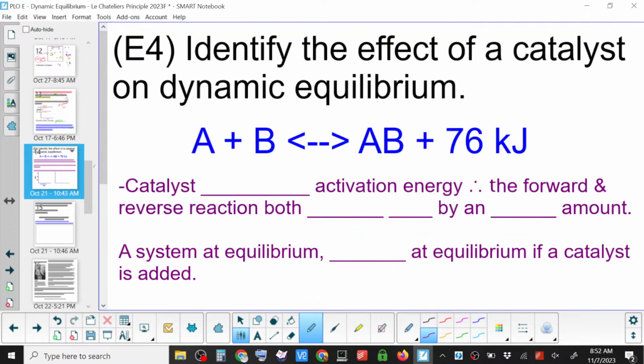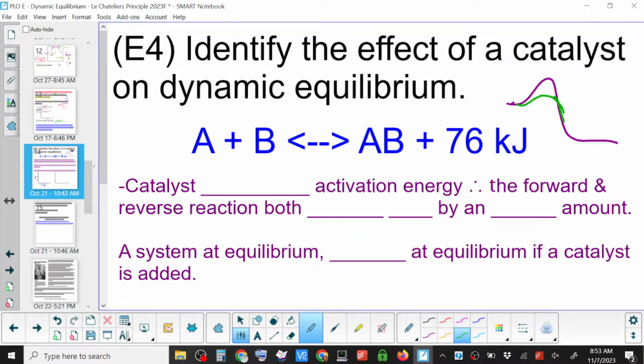I want you to consider a catalyst. We're not going to write anything just yet. If I add a catalyst to a system, what does a catalyst do to the rate? It speeds up the reaction. How does it speed up the reaction? Decreasing activation energy. So what type of reaction is this? Exothermic. So we have this reaction here, and it becomes this.